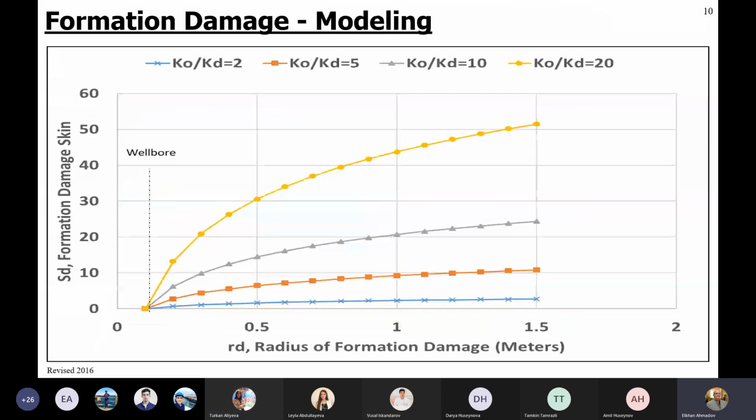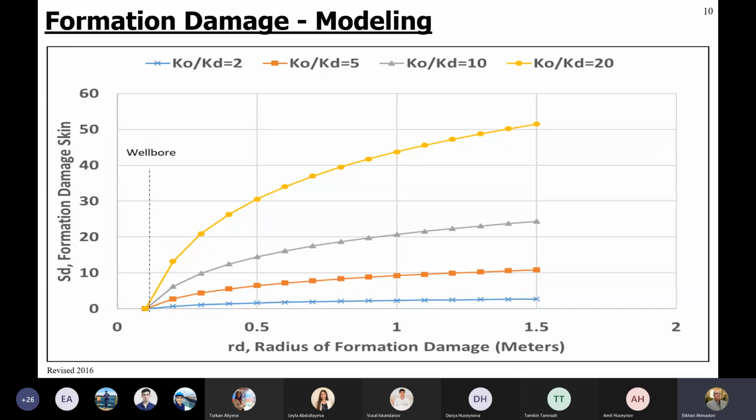So it's the same as this one, but not in the productivity, but skin expression. On the y-axis, we have the skin due to the formation damage. And on the x-axis, we have the radius of formation damage. The radius of damage is counted from the wellbore, not the center of the wellbore, but the wellbore itself.